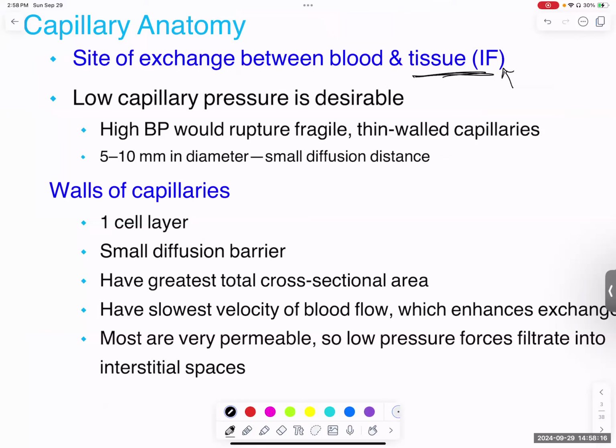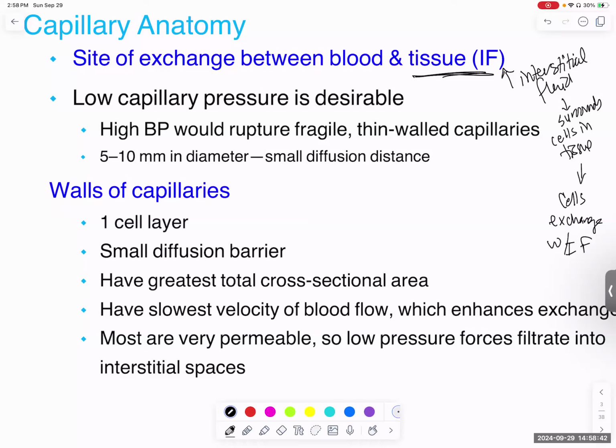Remember, the interstitial fluid is the fluid that surrounds the cells. And the cells exchange with the interstitial fluid, and then the interstitial fluid exchanges with the blood.